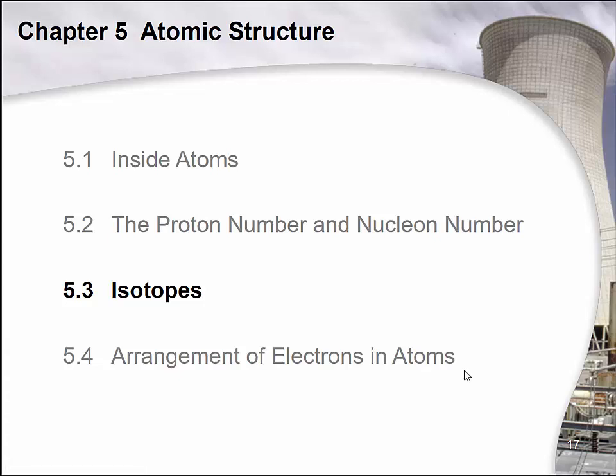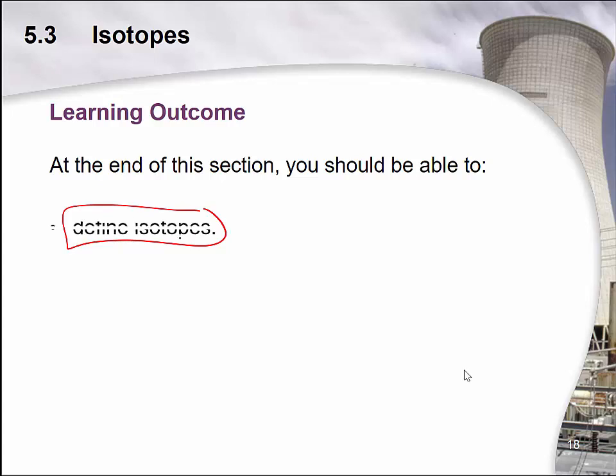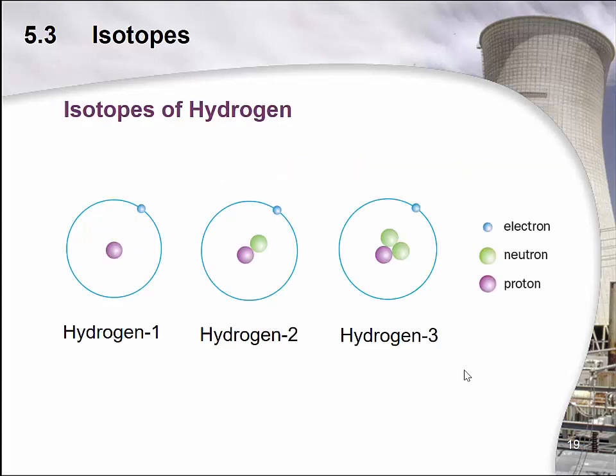Chapter 5, Section 5.3 Isotopes. In this section, you'll be able to learn how to define isotopes. Let's look at isotopes of hydrogen.